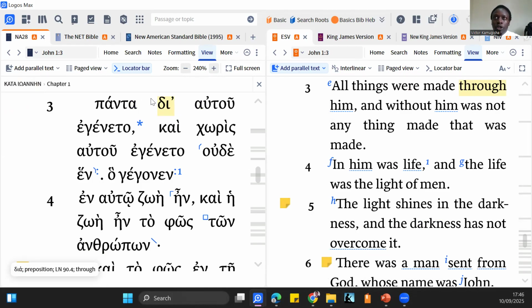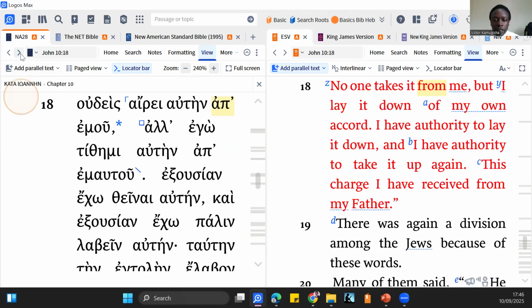And then when you go to John chapter 10, verse 18, it says, no one takes it from me, but I lay it down of my own accord. I have authority to lay it down and I have authority to take it up. I'm looking at the word from. You see the Greek has alpha and then the pi, and then there is a mark at the end. Remember, this is not a breathing mark because breathing marks only happen on the first letters. So for example, in this word, this is a breathing mark, but this is an elision. It just shows that there is a letter that dropped. Why did that letter drop? We shall see it later.